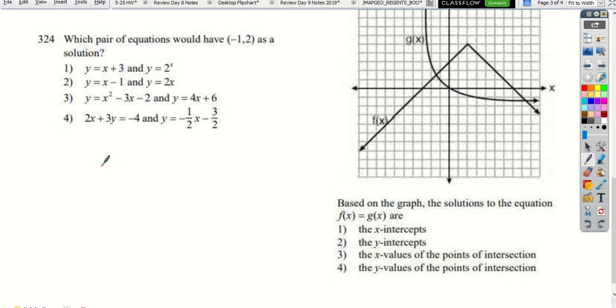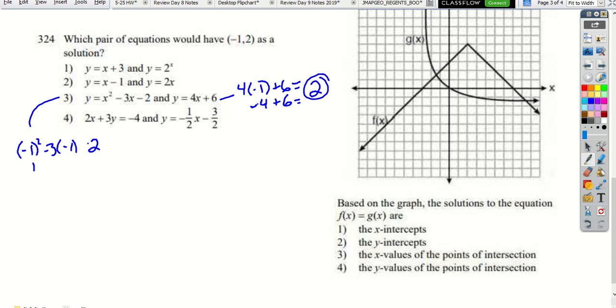So if we put -1 in for x, right, in this graph, this is going to be 4 times -1 plus 6, which is -4 plus 6, okay? And this does indeed equal 2, okay? So that works. And if we plug -1 in for x squared here, so -1 squared minus 3 times -1 minus 2, this is going to be 1 plus 3 minus 2, and this does indeed, 4 minus 2 is 2. So this will also get you the answer by plugging that point in. There's just another way to do it.